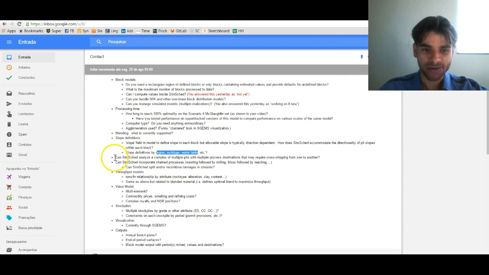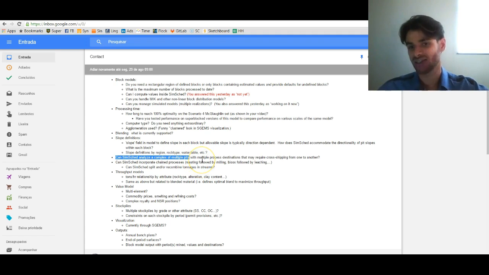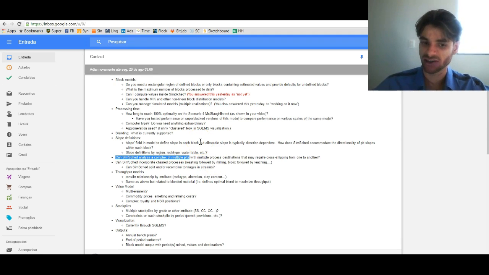so can SimSched analyze complex multipits? I'll talk about this first part first. Although the algorithm doesn't care much, it won't be a big deal in terms of algorithms to have multiple pits working at the same time. The algorithm would be the same, just handling different surfaces at the same time. But in terms of interface, there is a lot of work to be done.